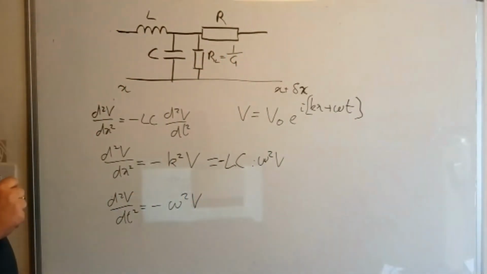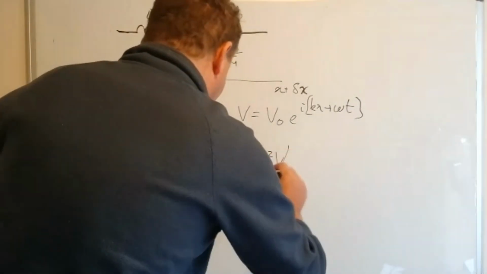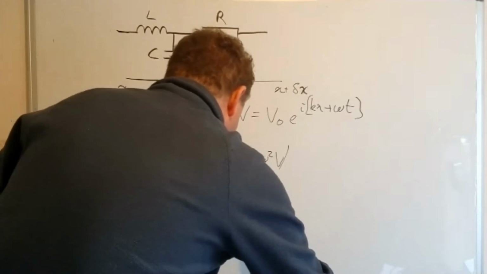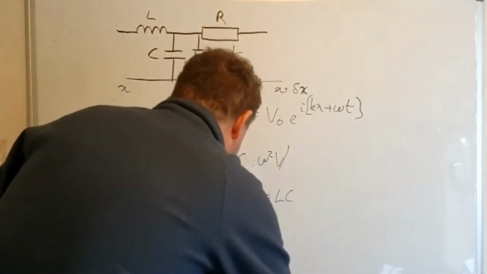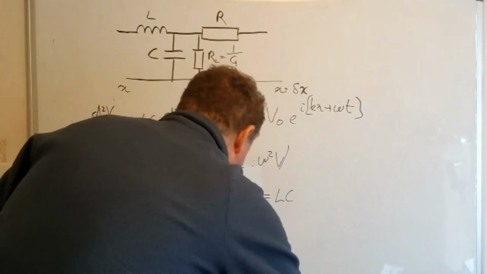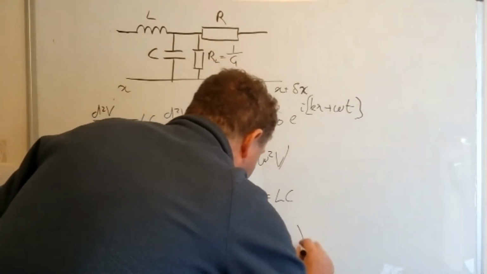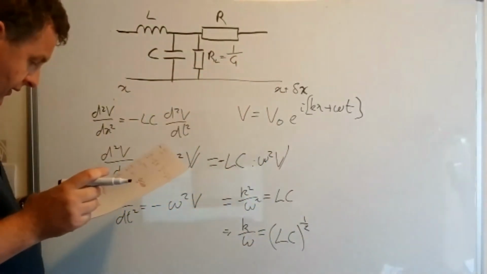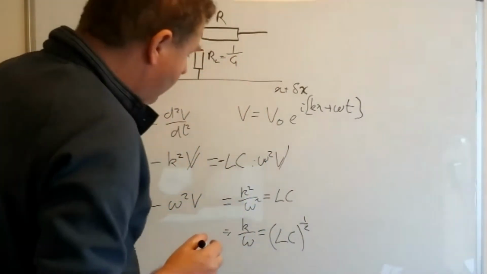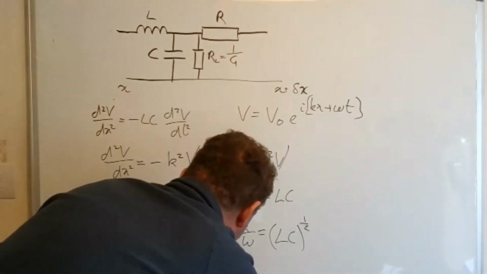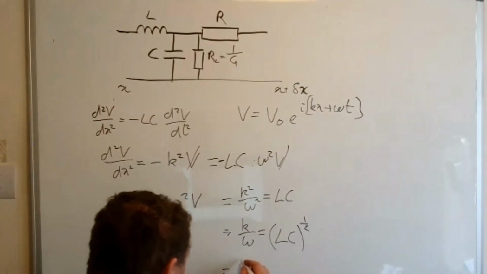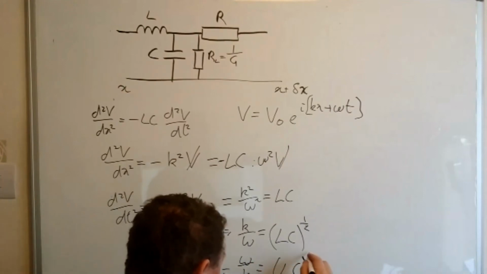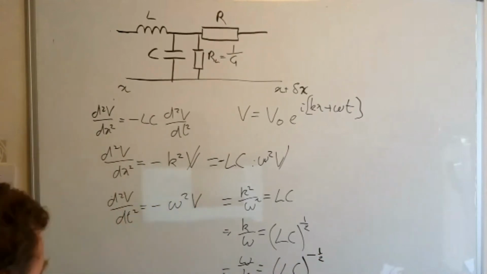And so what we have, the v's now cancel, and we have that k squared over omega squared is equal to LC. K over omega is therefore LC to the half. And in fact, it's more useful if we think about it in terms of omega over k, LC to the minus a half.